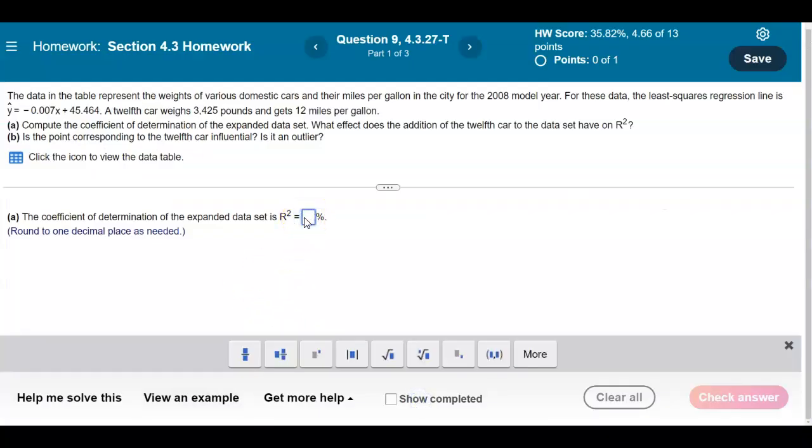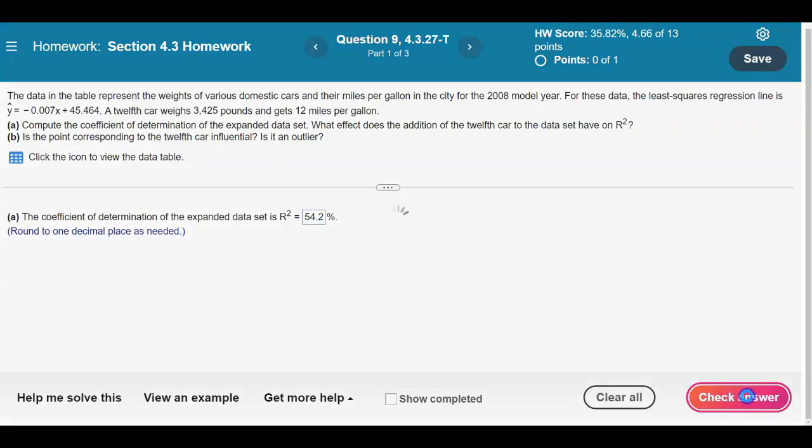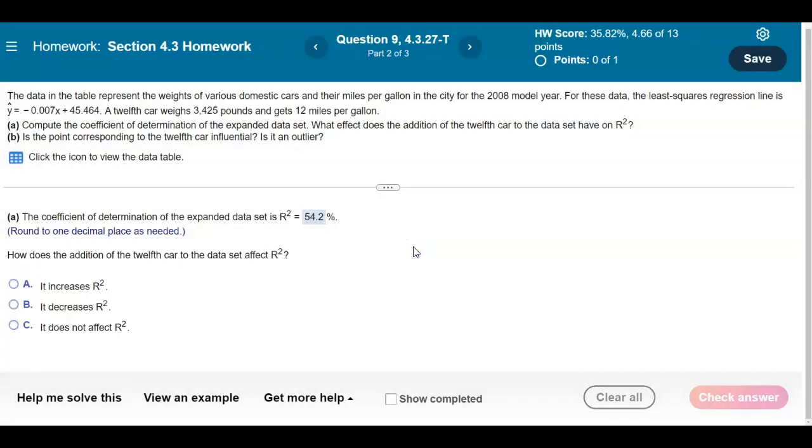So 54.2% is going to represent the coefficient of determination of the expanded data set. And therefore there's our result.